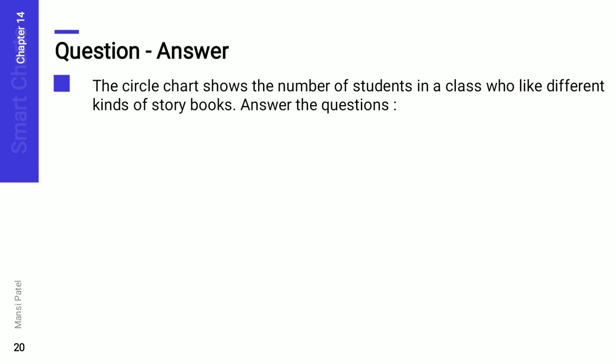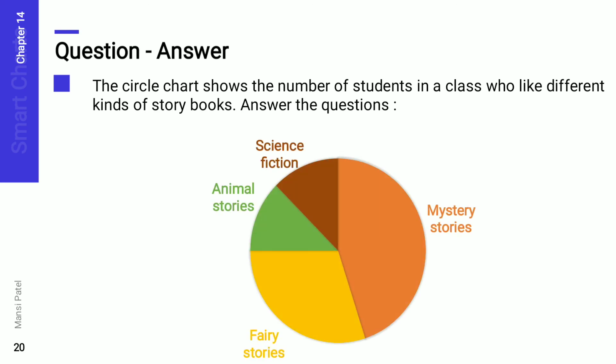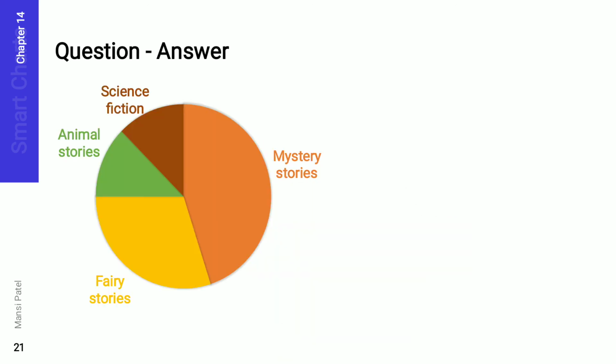Now see the next question. The circle chart shows the number of students in the class who like different kinds of storybooks. Based on this chart, you have to answer some questions. Here they have given 4 different types of stories. Some like mystery stories, some like fairy tales, some like animal stories, and some like science fiction. So let us solve some of the questions and answers.